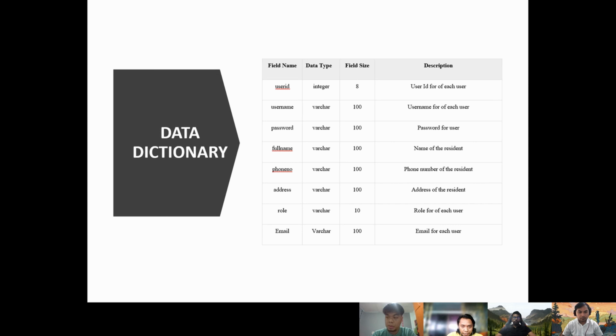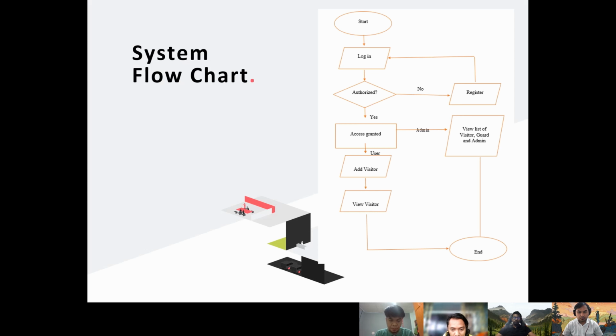For the data dictionary, the field names are user ID, which is the ID for each user, username for each user, password is the password for the user, full name, menu, address, role, email.